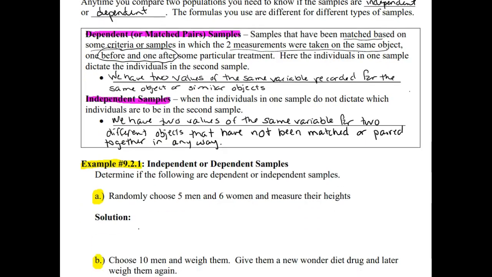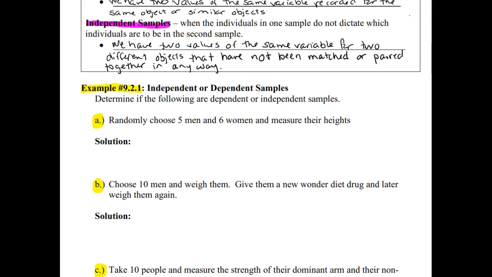So let's look at a couple examples and try to determine what scenario we have. Example 9.2.1, independent or dependent samples. And again, keep in mind this is now creeping in on us because now we're looking at two groups. In the last two chapters we only had one group of data, so we didn't have to ask ourselves if we had independent or dependent samples because we only had one sample. So determine if the following are dependent or independent samples.